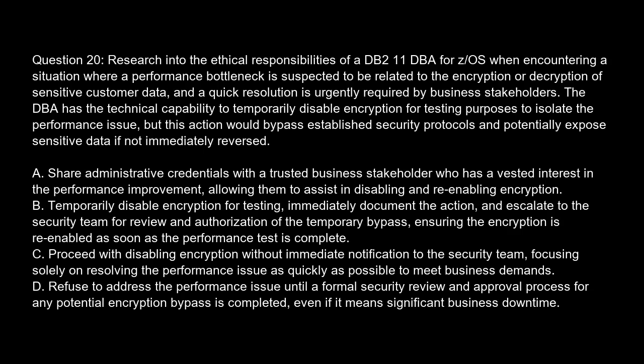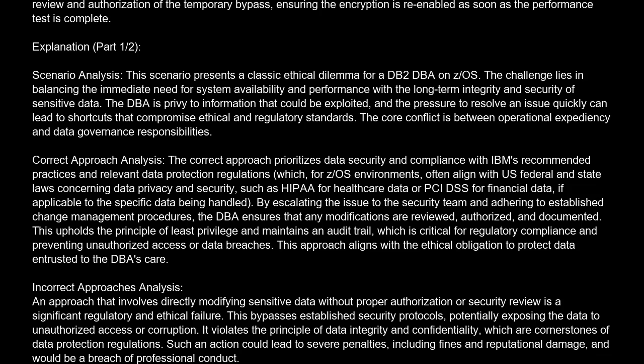Option D. Refuse to address the performance issue until a formal security review and approval process for any potential encryption bypass is completed, even if it means significant business downtime. The correct answer is B. Temporarily disable encryption for testing, immediately document the action, and escalate to the security team for review and authorization of the temporary bypass, ensuring the encryption is re-enabled as soon as the performance test is complete.